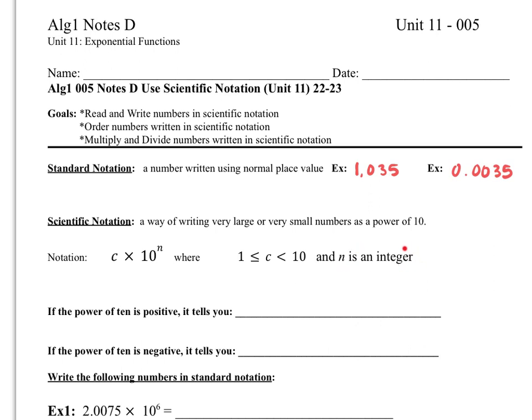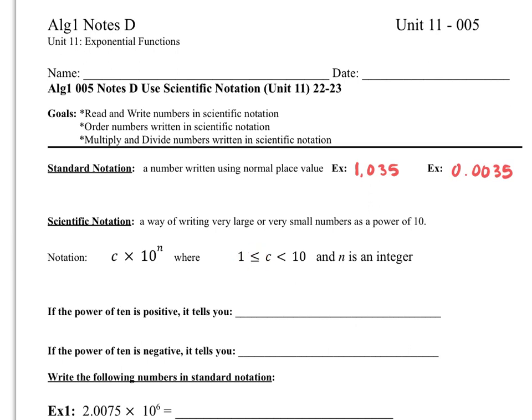One, the easy one, is that n just has to be an integer. So n can be positive or negative. It just can't be a fraction or a decimal. So like n can be 5 or n could be -7. C has to be between 1 and 10. It can't be as big as 10, and it can equal 1.